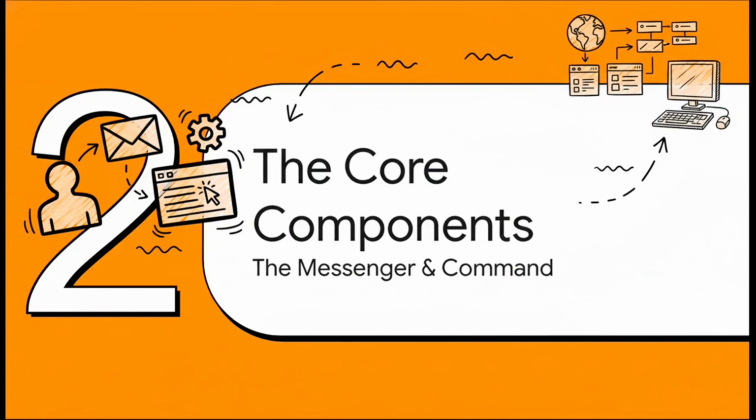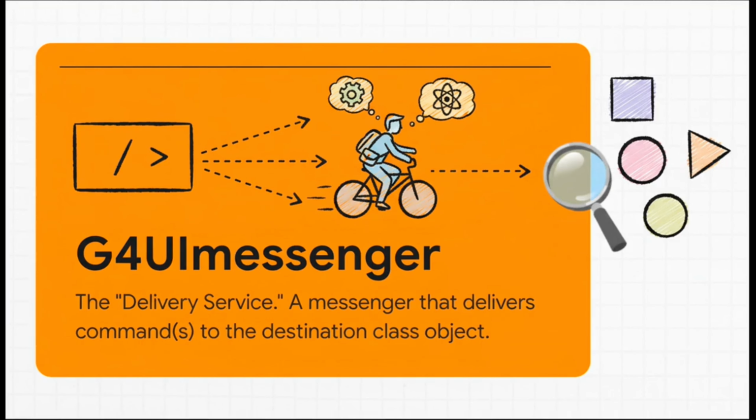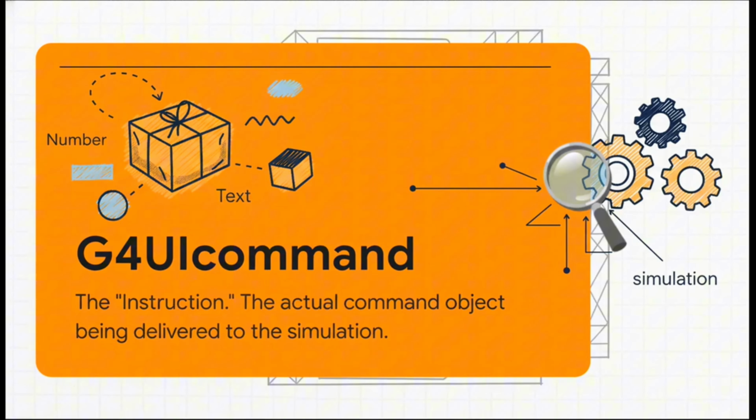Okay, so this whole system really boils down to just two fundamental pieces, the messenger and the command. If you can get your head around these two, you've pretty much understood the whole thing. First up, we've got the G4UImessenger. The absolute best way to think about this is as a dedicated delivery service. Its only job is to listen for the commands you type and make sure they get routed to the exact right place inside the simulation. And well, if the messenger is the delivery service, then the G4UIcommand is the package it's delivering. This is the actual instruction. It defines what the command is called and what kind of information it needs, like a number or some text, to get the job done.